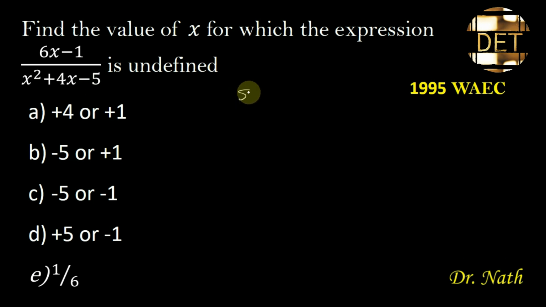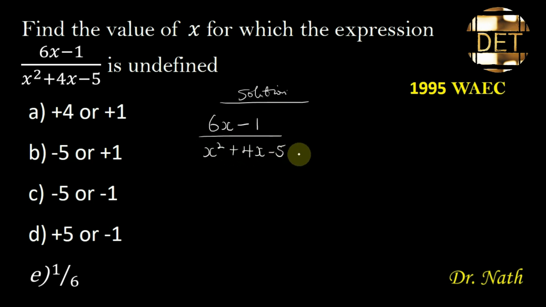So the expression that we have here is 6x minus 1 all over x squared plus 4x minus 5. So for this expression to be undefined, the denominator x squared plus 4x minus 5 must be equal to 0. This is very important. And if you look at this expression, you can only think of one thing.